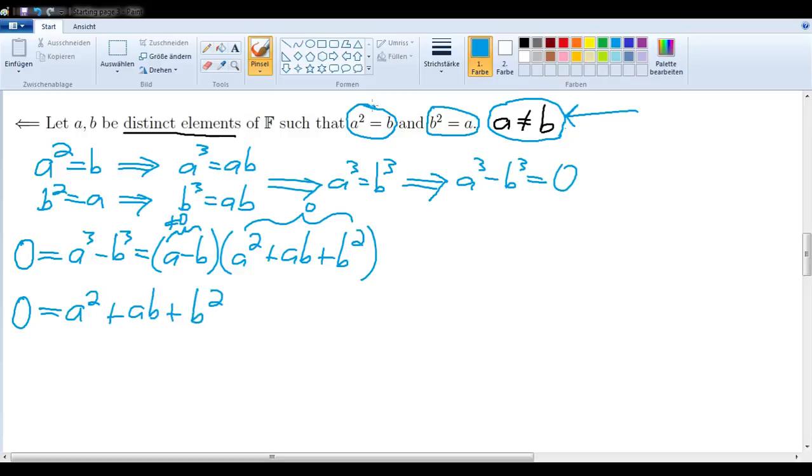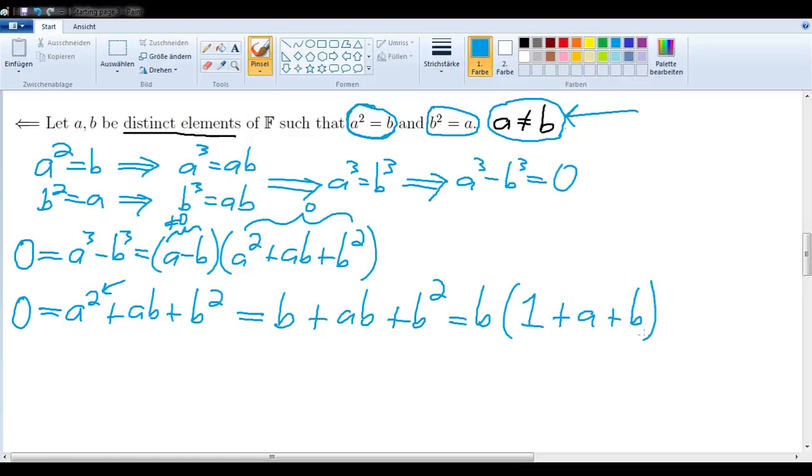And now we look at this little nugget of information. We know that a squared is equal to b, so we can sub in here and say b plus ab plus b squared. We factor out the b and get b times 1 plus a plus b in parentheses.